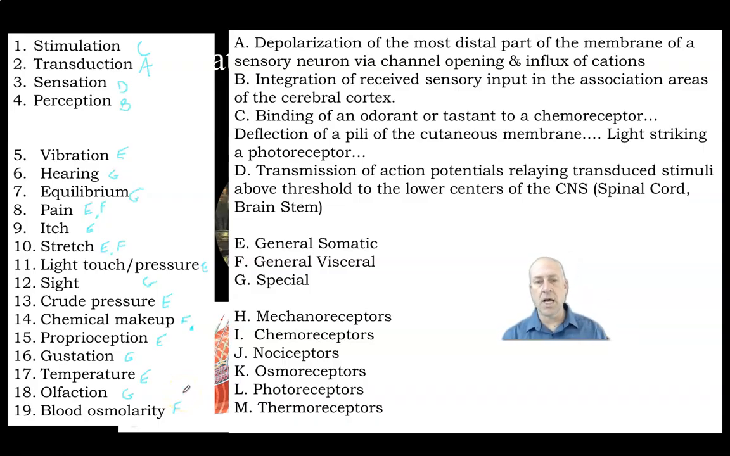Freeze, take a shot, take a screenshot, pause, lock this in because I'm getting rid of it, and we're going to overlay H through M. So vibration is a mechanoreceptor. Hearing also accomplished by a mechanoreceptor. Equilibrium also accomplished by a mechanoreceptor.